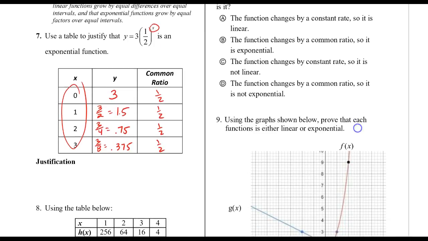The justification: common ratio of 1/2 between all points.